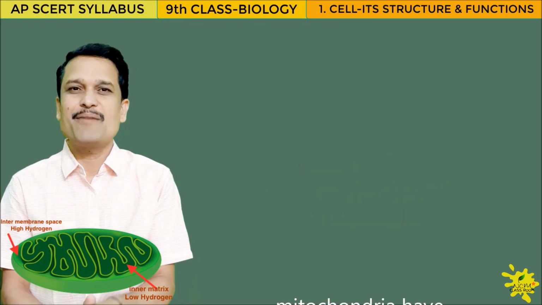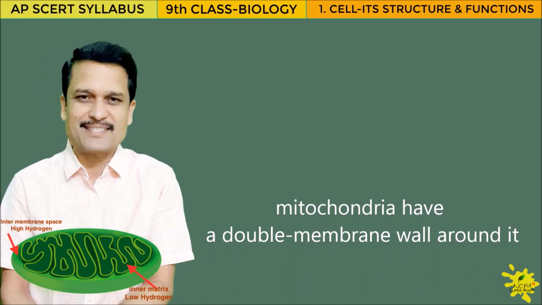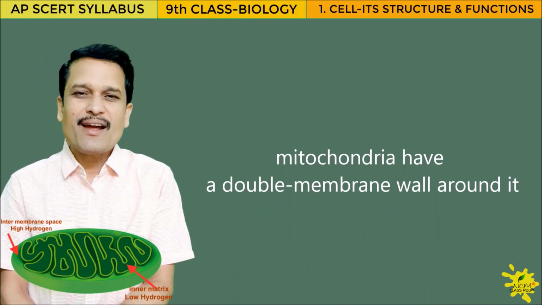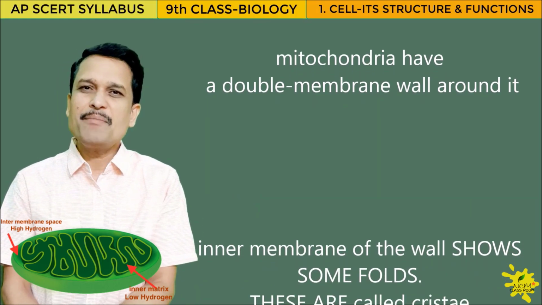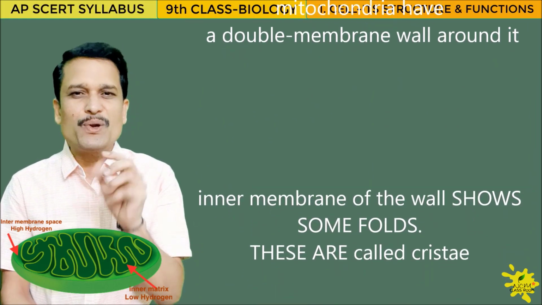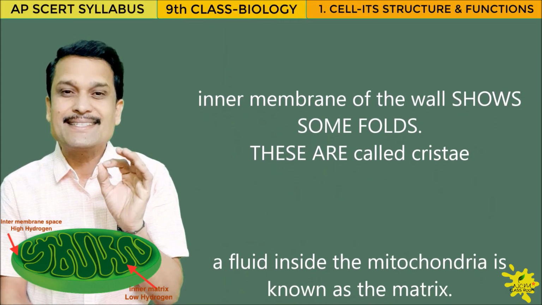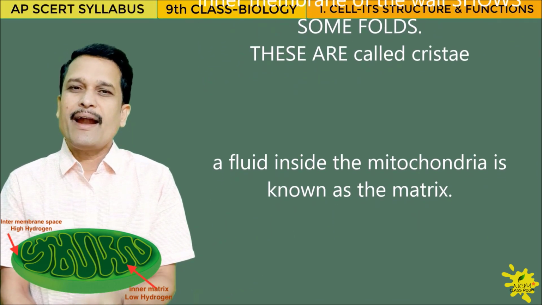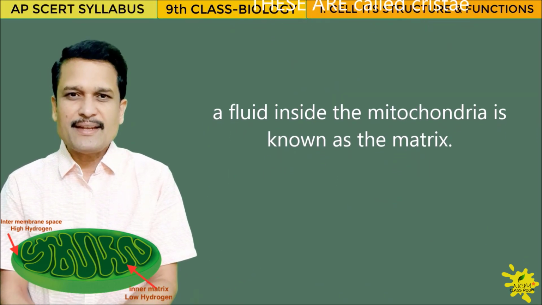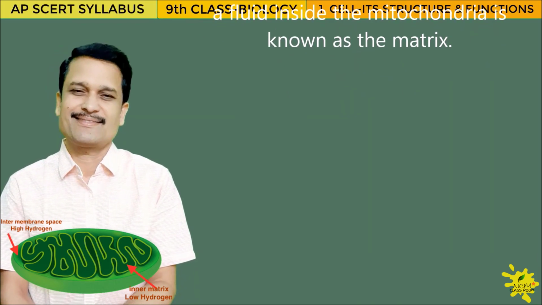Mitochondria have a double membrane wall around it. Two membranes are present, outer and inner membranes we call it. The inner membrane of the wall shows some folds which are called invaginations or cristae. And a fluid is present inside the mitochondria called matrix.